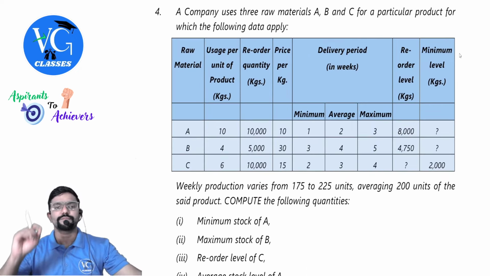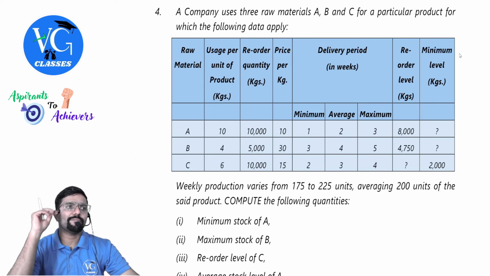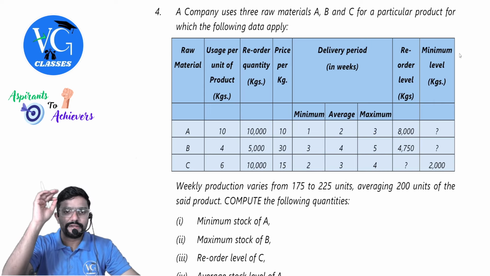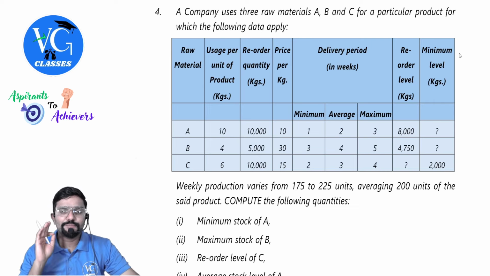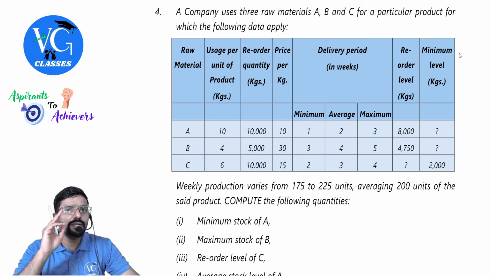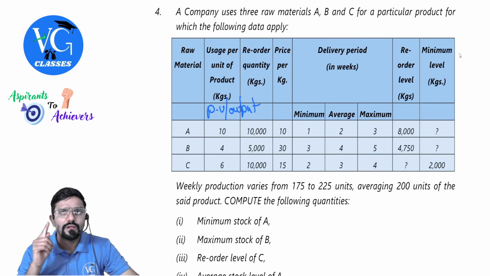Fourth question now. A company uses three raw materials A, B, and C for a particular product for which the following data apply. Guys, interesting question. Please be attentive. Raw material A, B, and C. Usage per unit of product. What they have given is per unit of output. Per unit of output. Hope you guys understood.